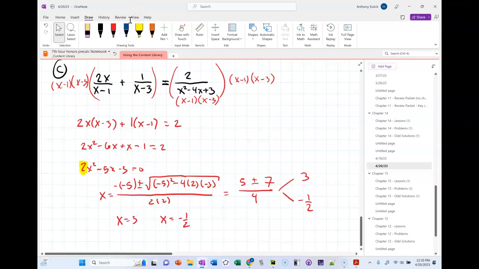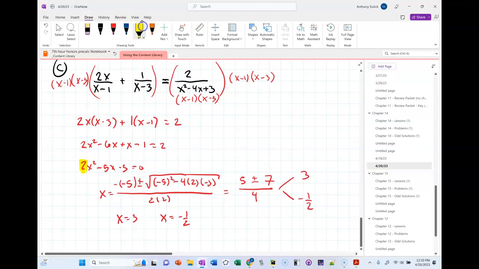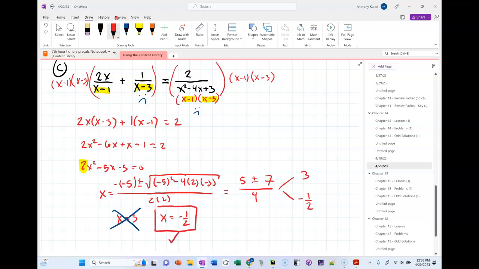What happens when I check, though? Again, I'm checking in the denominators. If I use x equals 3, what do you notice? Yeah, it doesn't work, right? It gives me a 0 denominator. Negative 1/2, though, totally fine. We'll take that one.